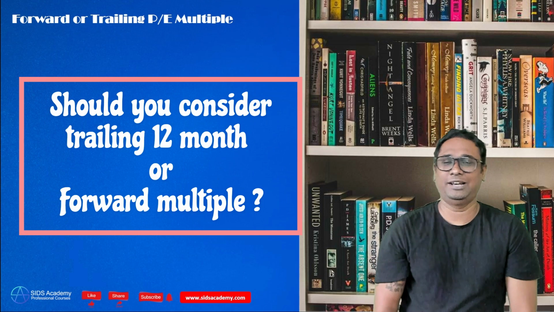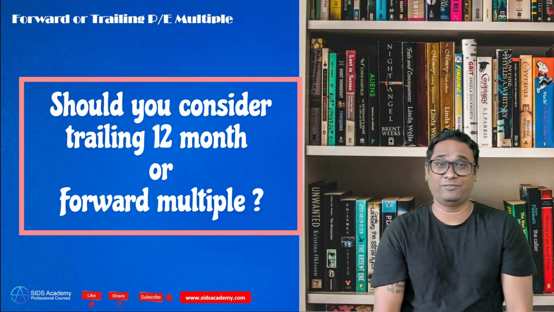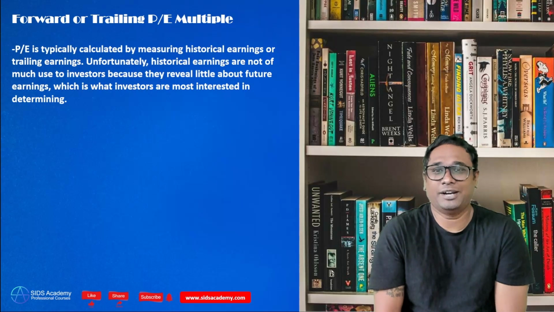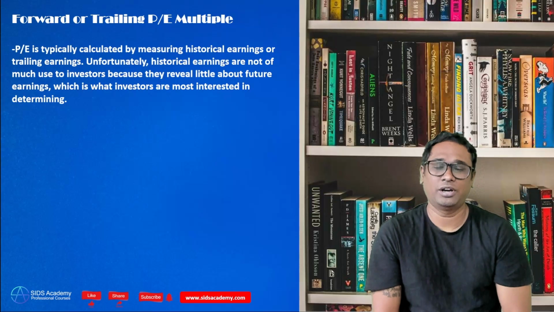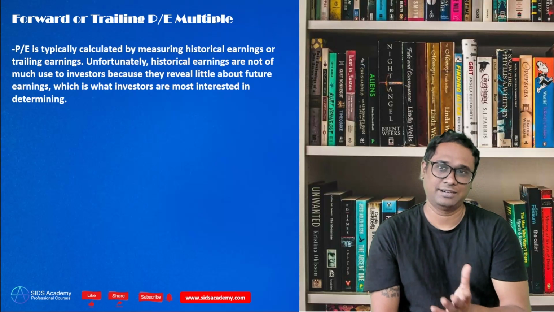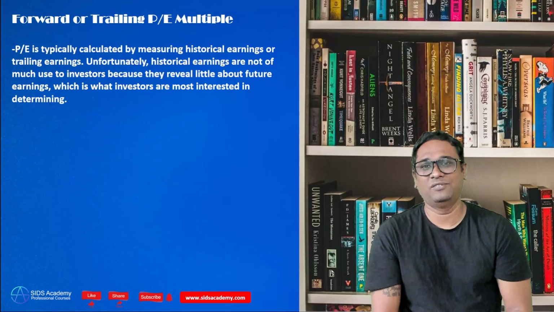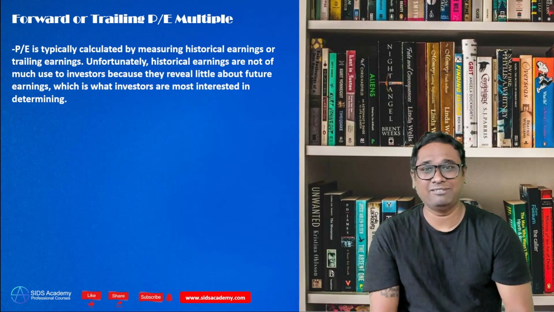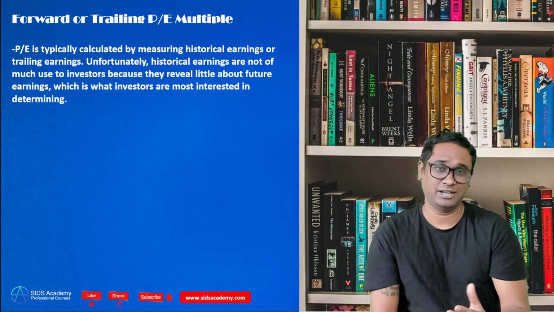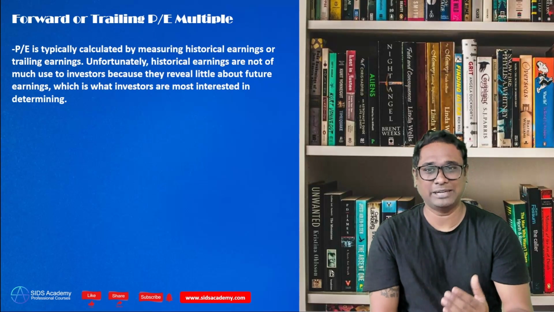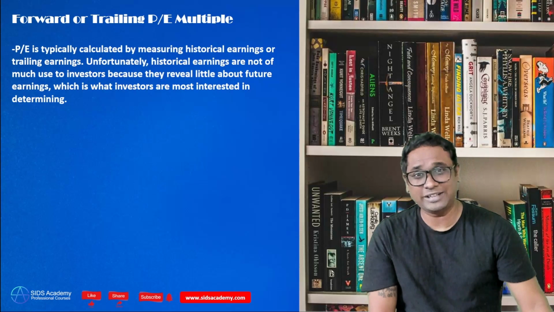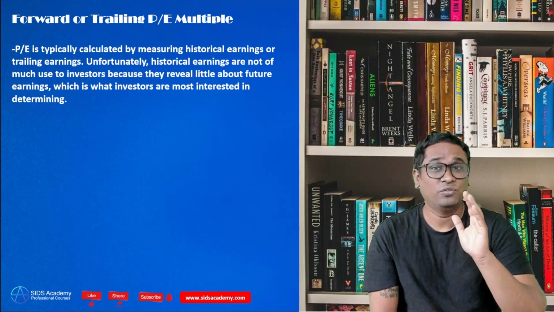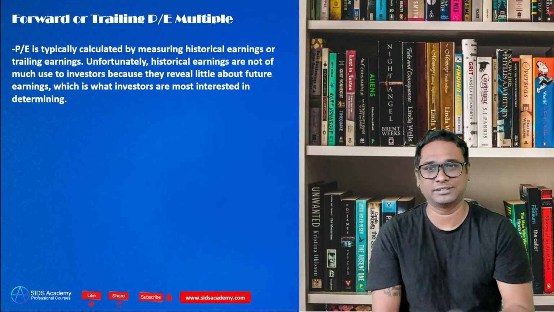Now, forward or trailing multiple. This is a matter of debate for some people. I'm not sure why. P is typically calculated by measuring historical earnings or trailing earnings. This is a typical calculation that people do. Unfortunately, historical earnings are not of much use to the investors because they reveal little about the future earnings, and the share price of any company is always and always will be a function of its future earnings and not the past earnings.